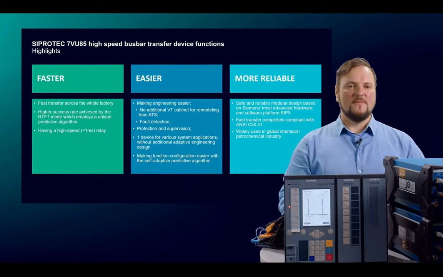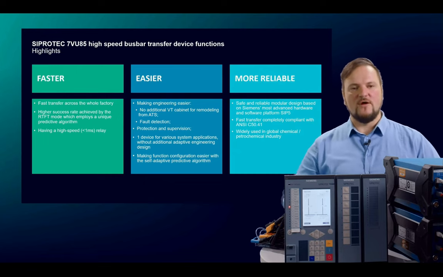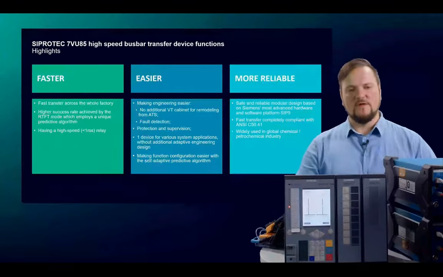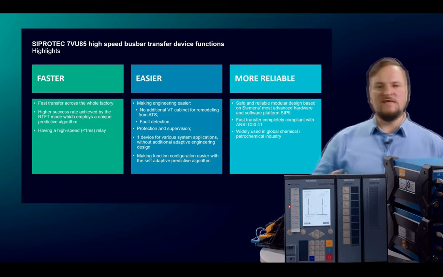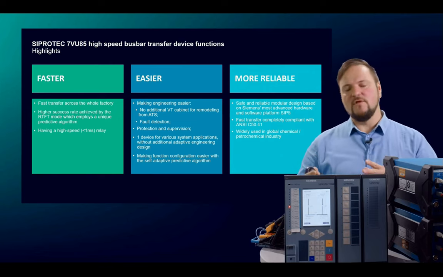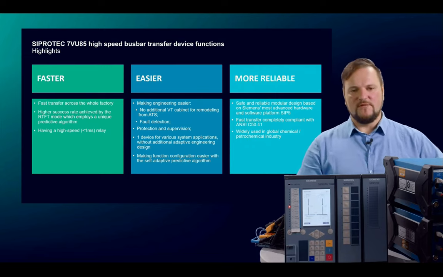So what does it mean? The HSBT system is faster. That means we have a faster transfer across the whole factory. We have a higher success rate to achieve a transfer by the real-time fast mode. And we have these so-called high-speed binary outputs where we reach a fast closing time of less than 1 millisecond. Easier means easier in operation, easier in commissioning, easier in integrating all this functionality into one device. There is no need to have different devices. So you can support with one device multiple applications and also multiple feeder applications.